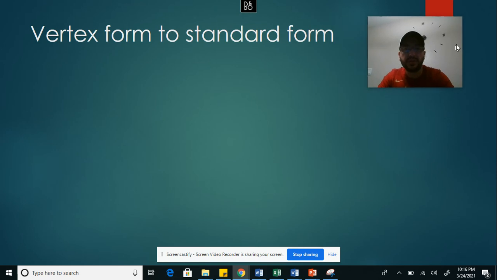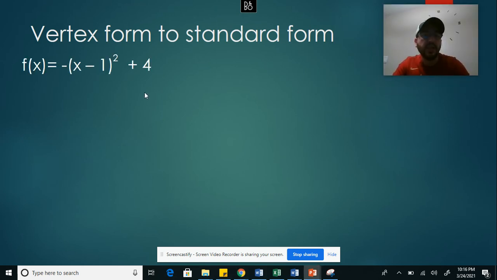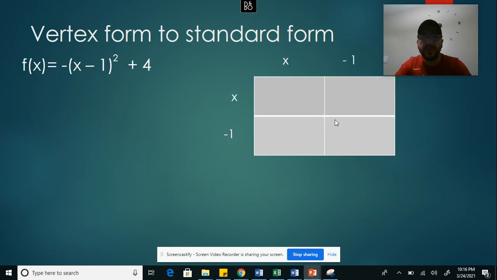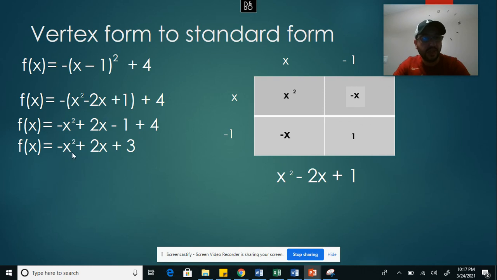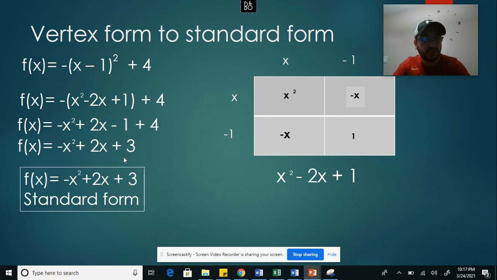If I want to change it to standard form, again, I'm going to need to do the box method. So it will be x squared minus x, 1. And this is this part. But now I have the negative, so I need to multiply everything by a negative. So it will be -x squared, negative times a negative, positive 2x, negative times a positive, -1, and then combine the like terms, which is the constant. So it will be -x squared plus 2x plus 3, and that will be my standard form.